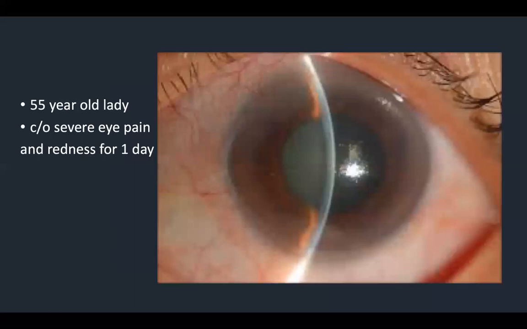Can you describe it? This is a gonio photo showing the angle. The iris is covering the angle, so we cannot see the details of the angle. Okay. So the disc is not seen as the cornea is edematous and the patient is in pain.